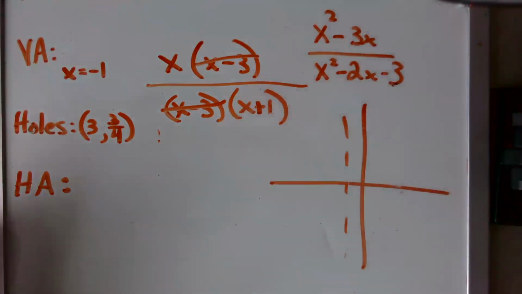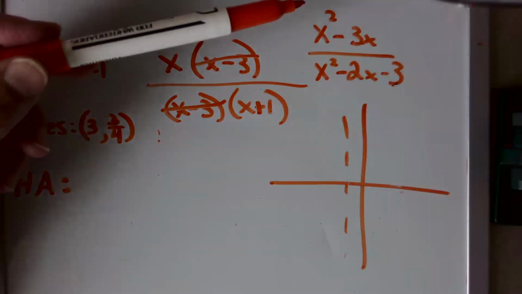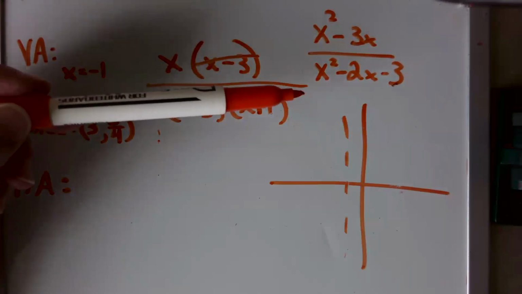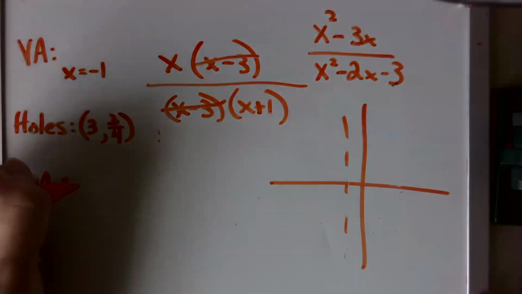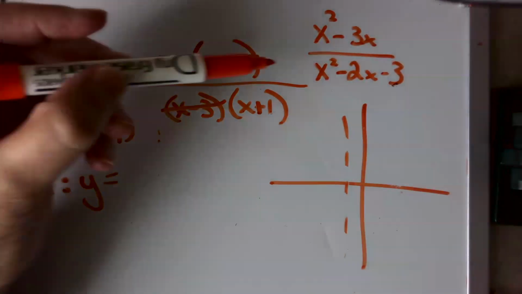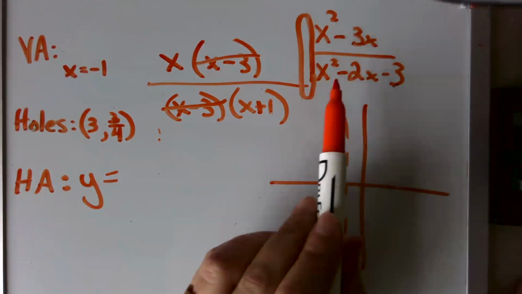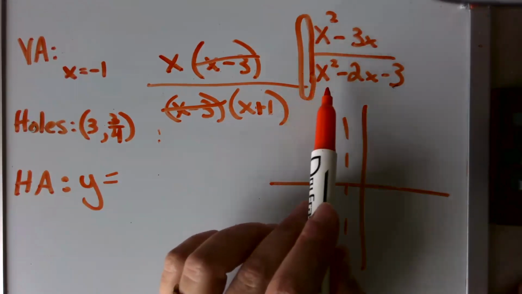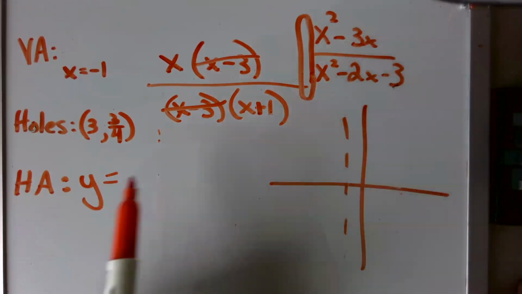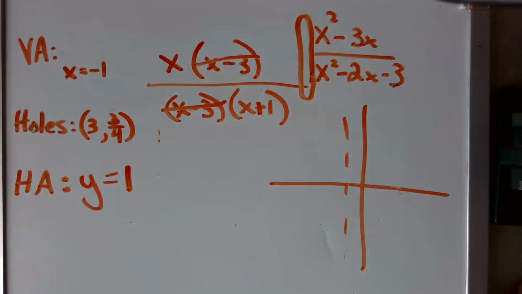Okay, so that means we're in case 2, which is when the highest degree of the top is the same as the highest degree of the bottom. Then the horizontal asymptote occurs at the line y equals the coefficients of those two highest degree terms divided. The coefficient of this first term is 1, divided by the coefficient of this bottom term, which is 1. Our horizontal asymptote occurs at the line y equals 1. And so I'll go ahead and sketch that in too.